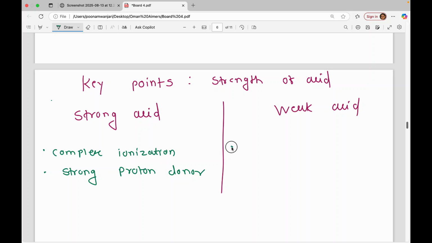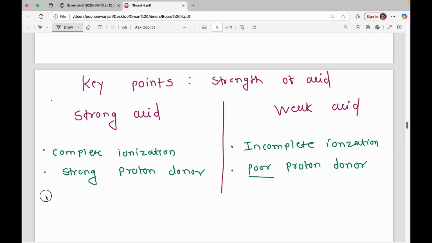Here, if you want to note down points: incomplete dissociation or ionization, and they are poor proton donors, because a weak acid doesn't dissociate completely, and that's why we call them poor proton donors.